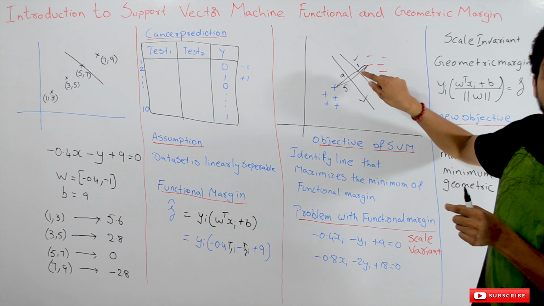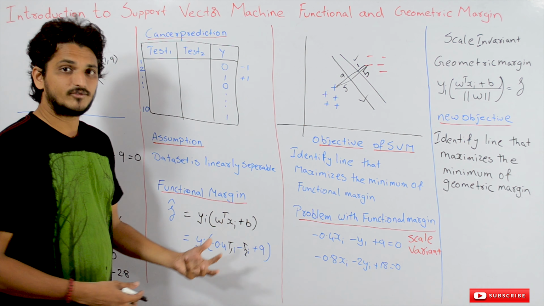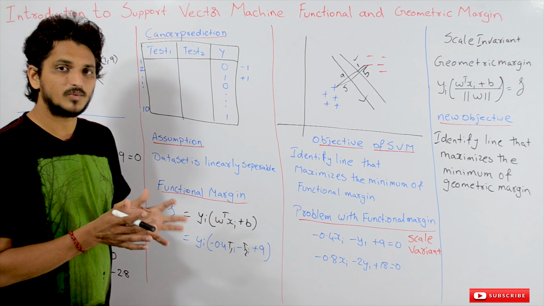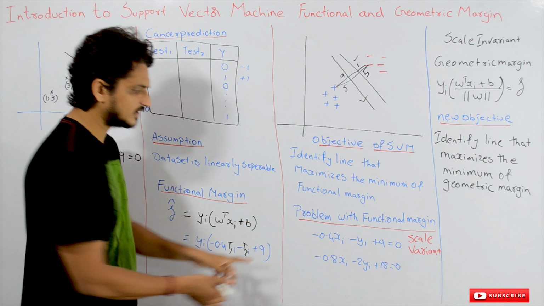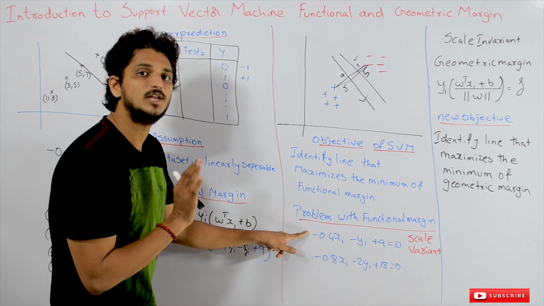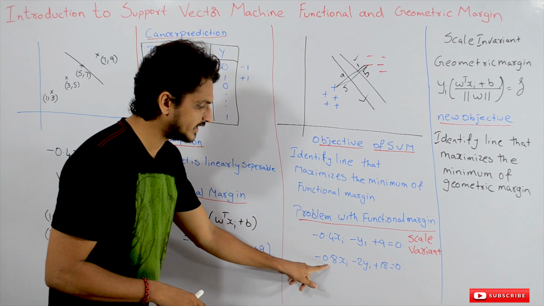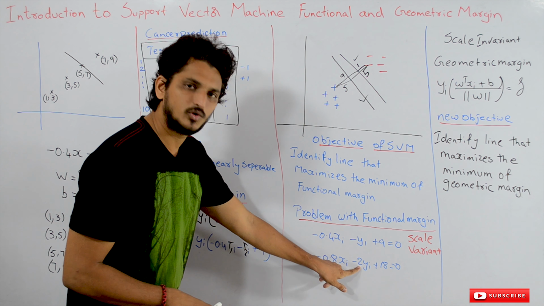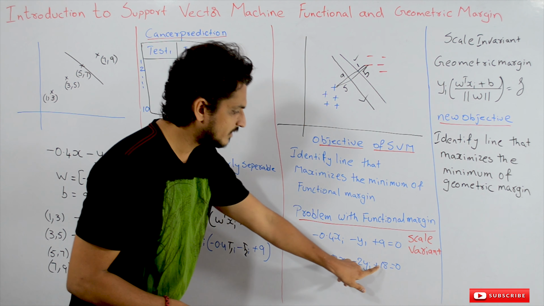That's our line equation. Our support vector machine has identified that line. We are calculating functional margin, and we are having some problem with it. The problem is, if we multiply the equation of the line by the value 2, what will we get? 0.8 xi minus 2yi plus 18 is equal to 0.